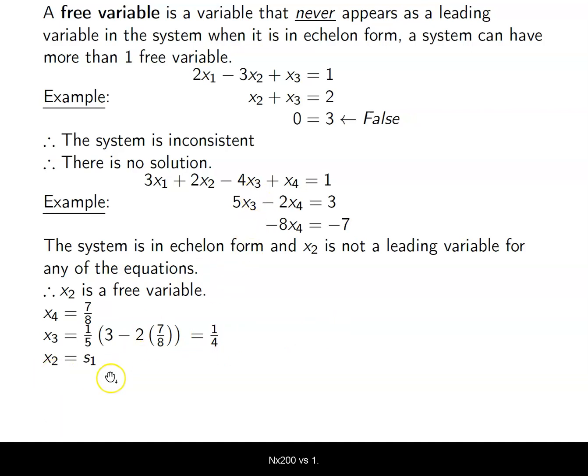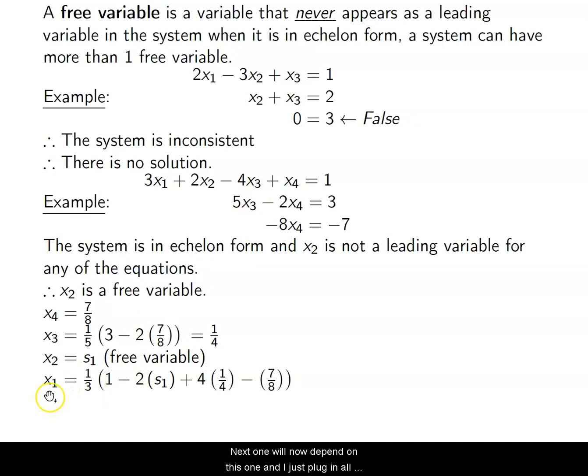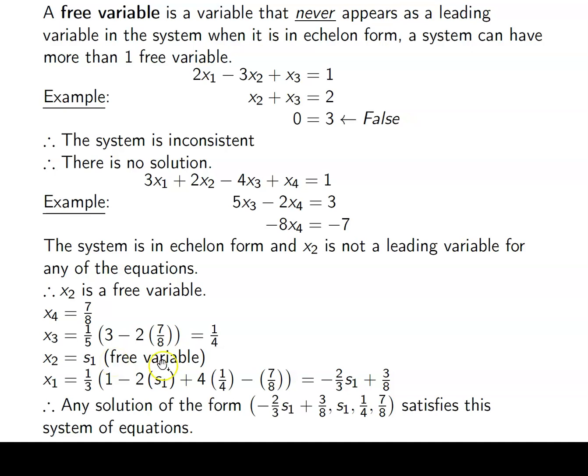And x2 will be s1, which is a free variable. And x1 will now depend on s1. And I just plug in all this stuff, right? So I have 1, I minus the x4 times x3, which is 1/4. Okay, I'm going to minus 2 times my free variable s1, and I will minus x4, which is the 7/8, which gives me this value. So now x1 depends on this x2 value, right?